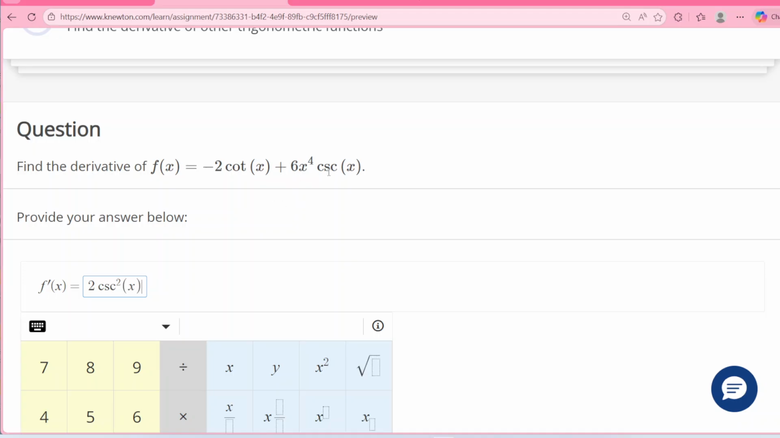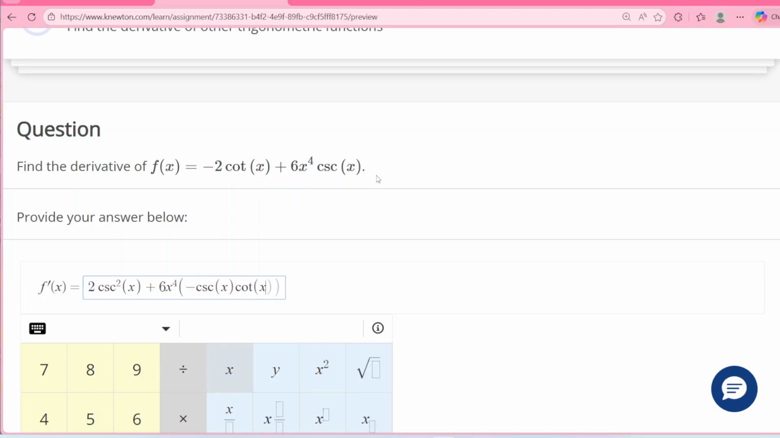So then plus, and then product rule with this, where my first factor will be 6x to the fourth, second factor cosecant x. So plus, and I'm going to leave the first factor alone, 6x to the fourth times the derivative of the second one, which would be negative cosecant x times cotangent x. All right, then plus, and then the derivative of the first, 6x to the fourth would be 24x cubed. And then leave the cosecant alone, cosecant x. So there's the product rule applied to this.